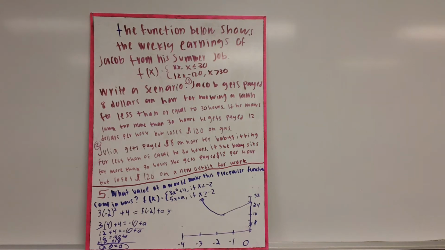So they told us to write a scenario, and I said Jacob gets paid $8 an hour for mowing a lawn for less than or equal to 30 hours. If he mows a lawn for more than 30 hours, he gets paid $12 per hour, but he loses $120 on gas. And then for the second problem, we said Julia gets paid $8 an hour for babysitting for less than or equal to 30 hours. If she babysits for more than 30 hours, she gets paid $12 per hour, but she loses $120 on an outfit for work.